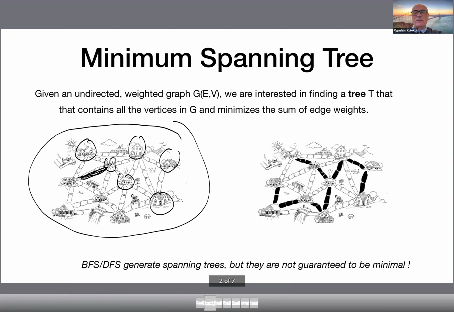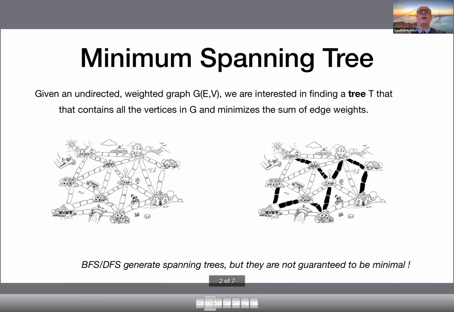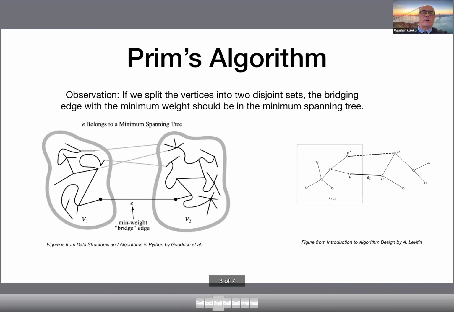If you just make these black ones the new roads, then the cost will be minimum, and from any site you can go to any other by following these roads. Why? Because this is a spanning tree, a spanning tree with the minimal cost. We call this the minimum spanning tree. How can I do this? There are two fundamental algorithms for the minimum spanning tree, and both of them are optimal. We will start with Prim's algorithm.